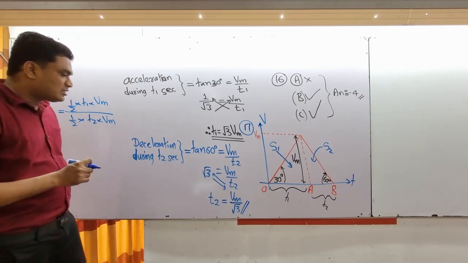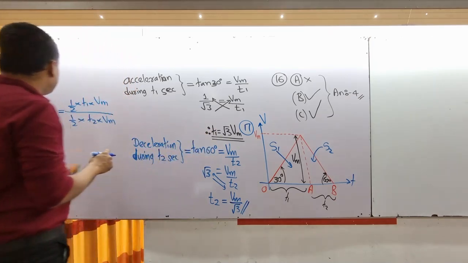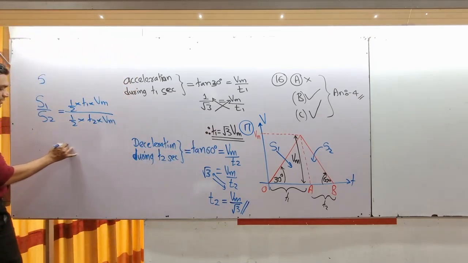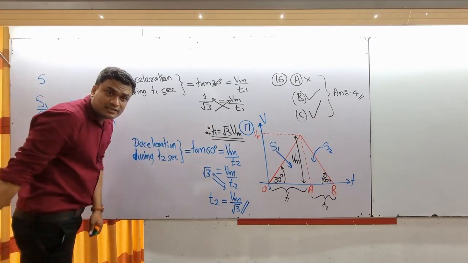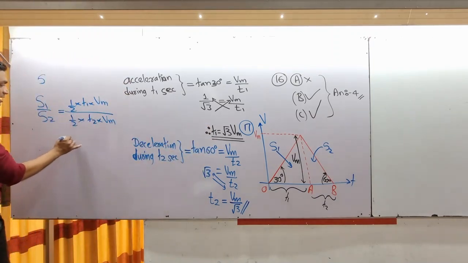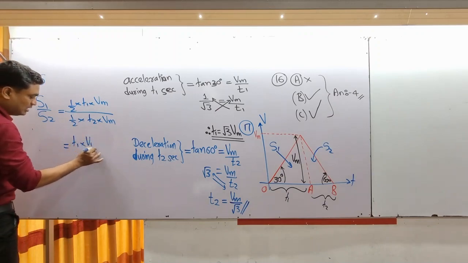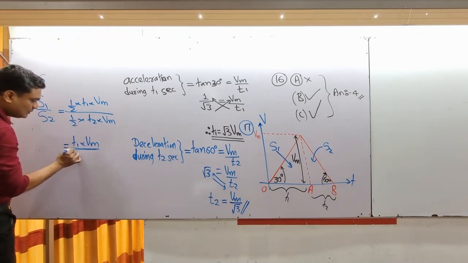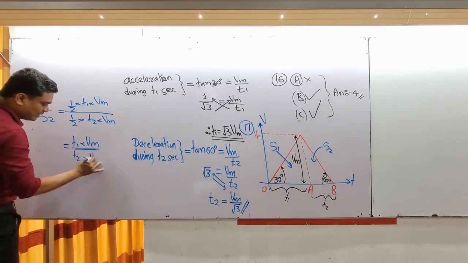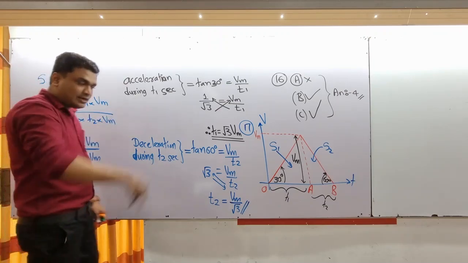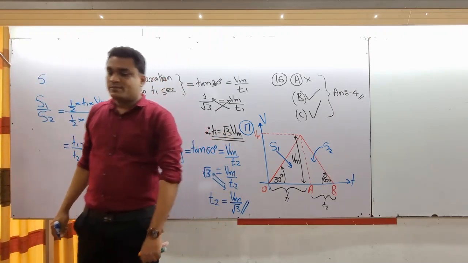We have expressions for T1 and T2. Replace T1 and T2 by these expressions, then you can get the ratio. Half and half cancel out. T1 into Vm divided by T2 into Vm. Remove T1, T2 and replace by these two expressions.